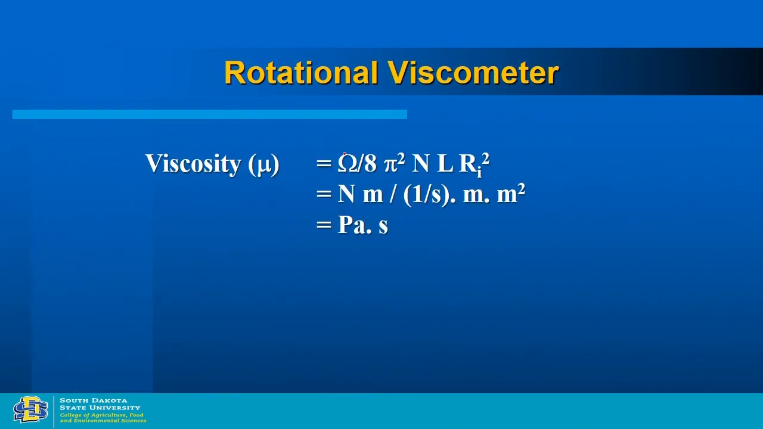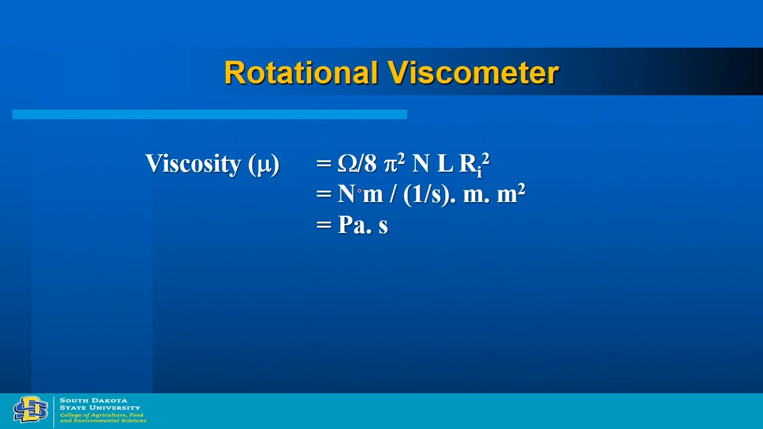So viscosity is equal to torque divided by 8 pi square n L Ri square. N means rotation you make, 1 over second. L is the cylinder height, and Ri is the inside radius of the cylinder.